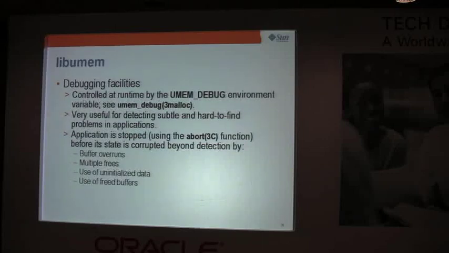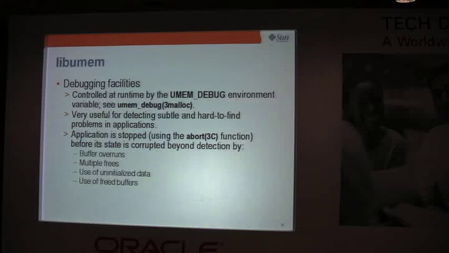For debugging, you can use different things like buffer overruns, multiple frees, use of uninitialized data, use of freed buffers and things like that. You can log those, and you can get debugging information out of them. So rather than getting a zigzag, if you have a buffer overrun, you abort the application. You stop the application, which means you still have the memory image of the application that you can attach a debugger to, and you can look into the application's memory.